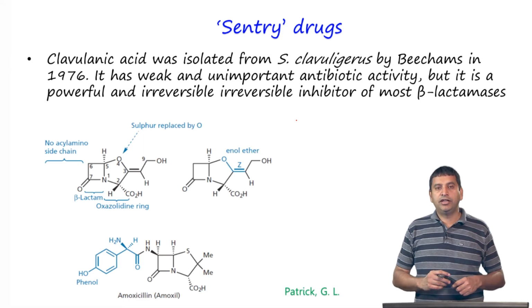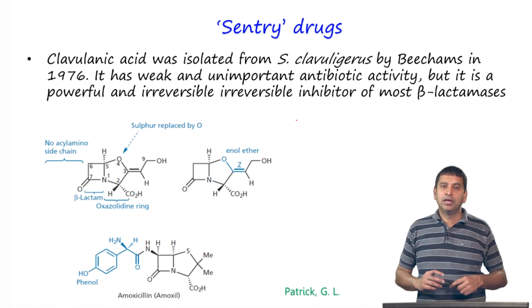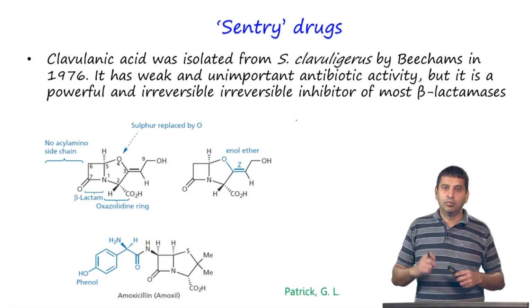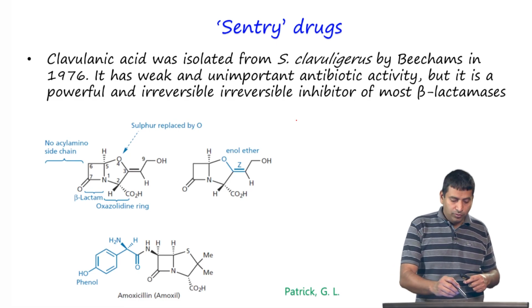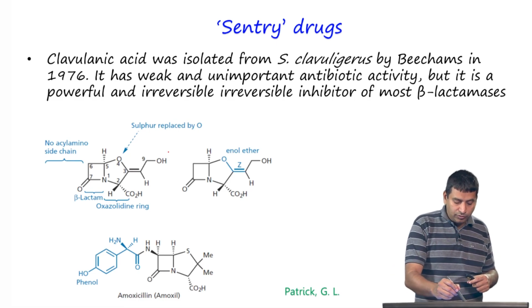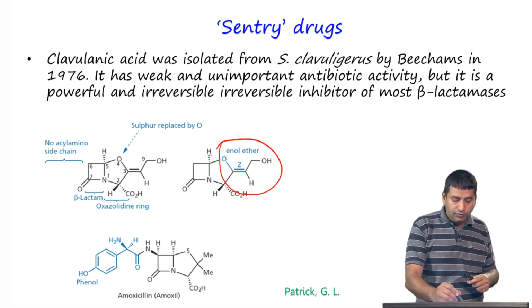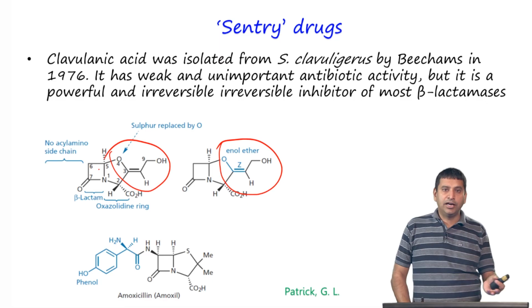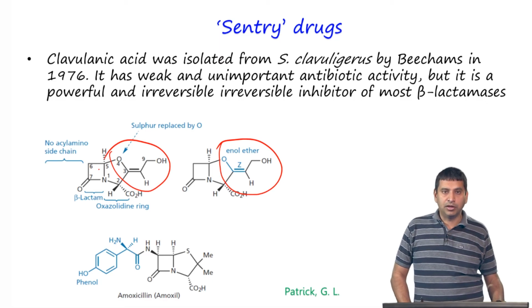It itself had very weak and perhaps not very important antibiotic activity, but it is an extremely powerful and irreversible inhibitor of most beta-lactamases. So, here is the structure of the molecule, and you have an enol ether, the sulfur is replaced by oxygen, and you do not have a side chain amino acid.